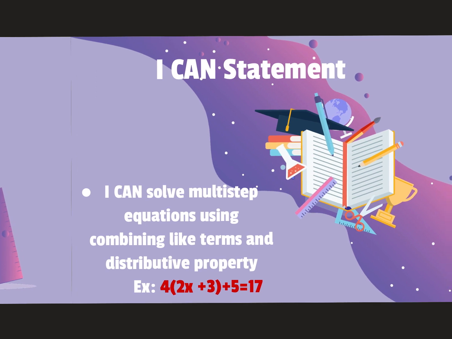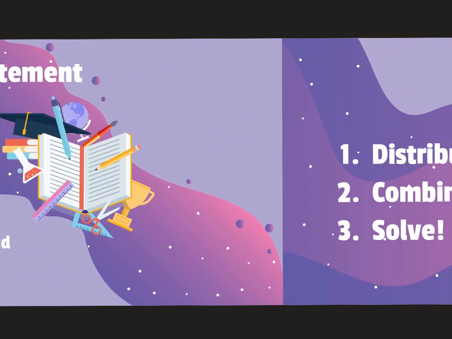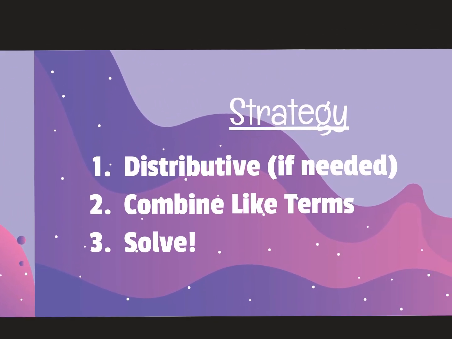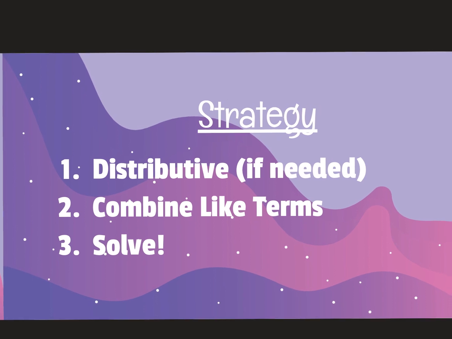The I can statement: by the end of this lesson, I can solve multi-step equations using combining like terms and the distributive property. In this example, you can see that we're going to have to distribute that 4 to the 2x and the 3 and then combine all of our like terms. So the strategy: the first thing you always want to do is distribute if needed, combine like terms, and then solve your basic two-step equation.